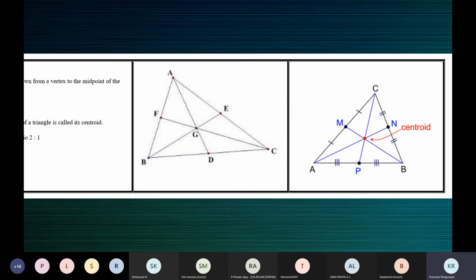So now if you know the coordinates of A, B, and C, how will you find the coordinates of P, M, and N? You know the coordinates of A, B, and C. How will you find the coordinates of P, N, and M? Ma'am, dividing by 2, ma'am. Dividing by 2 meaning? Yeah, you're right, but express yourself more clearly.